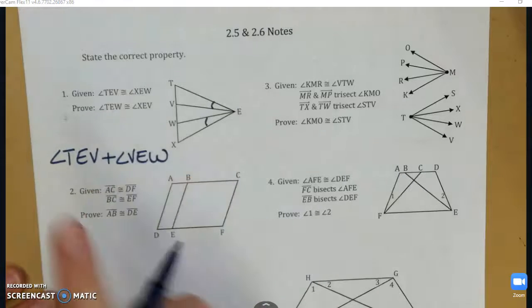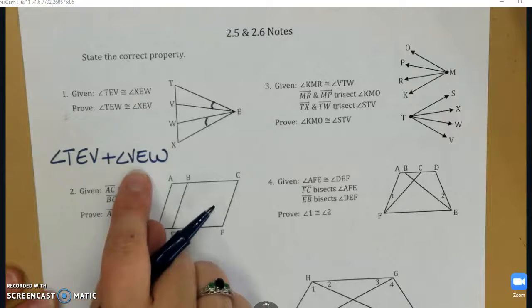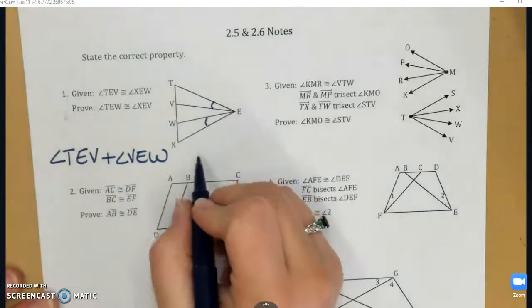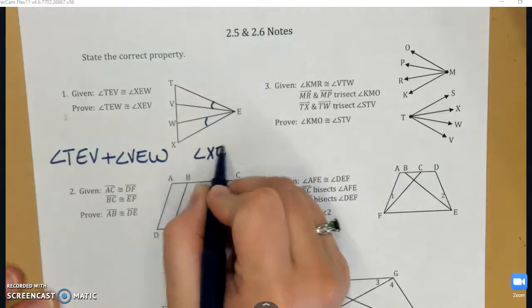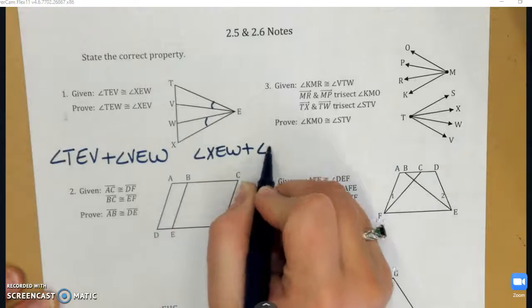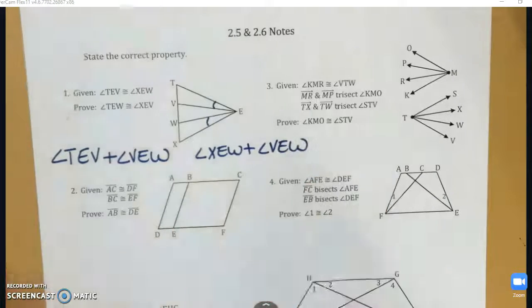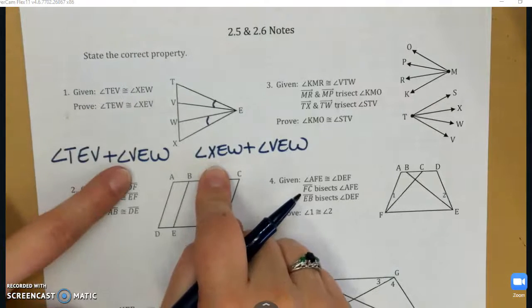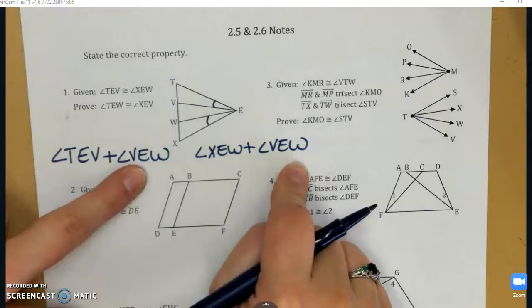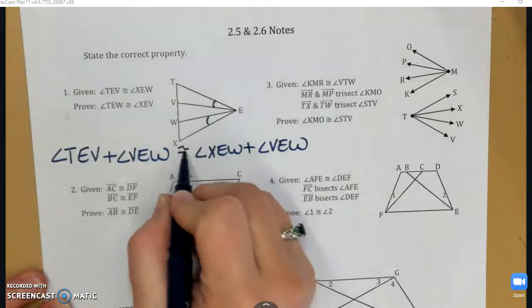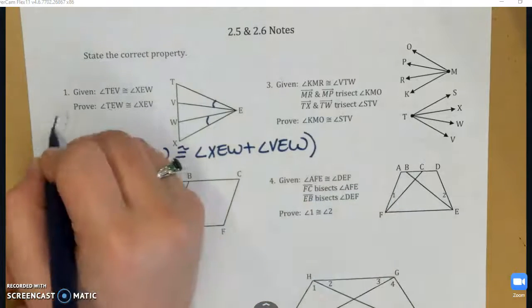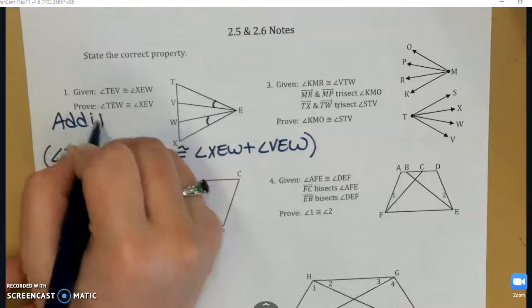So angle TEW is made up of angle TEV plus angle VEW. And angle XEV is made up of angle XEW plus angle VEW. Now I already know that these 2 angles are congruent because I was given that information at the beginning, and then VEW is the same angle. So I have added the same angle to congruent angles, meaning that this is my addition property.